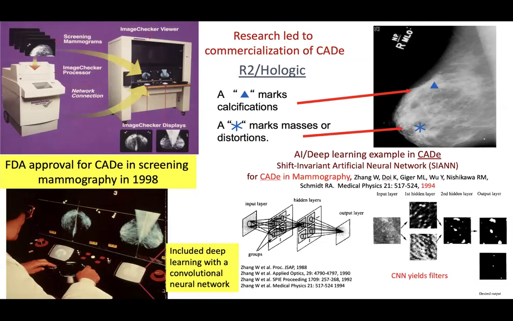And an interesting fact is that this algorithm, in the system which was published in 1994, included a deep network. It wasn't called convolutional, it wasn't called deep, but it was. It was called a shift invariant artificial neural network. So a lot of this work has been going on for a long time.